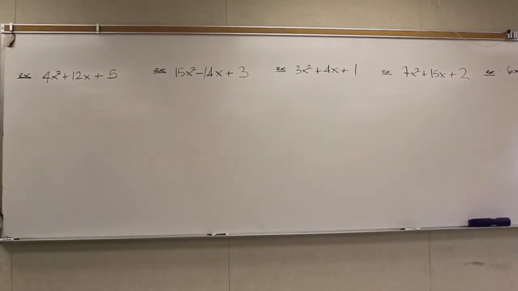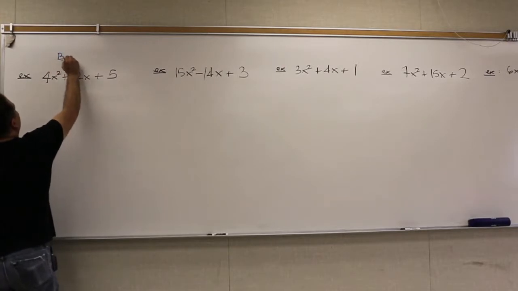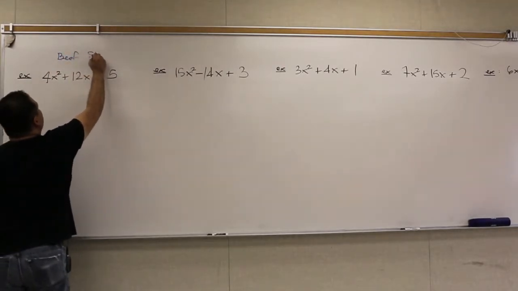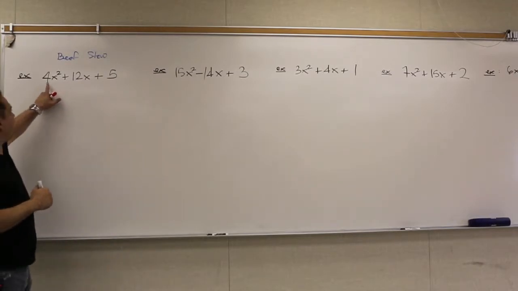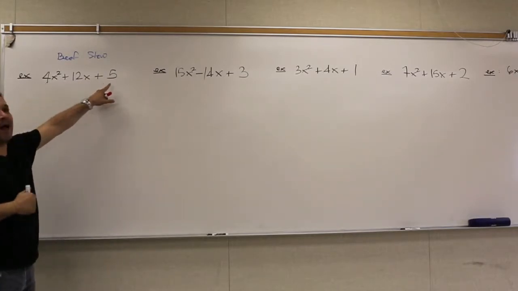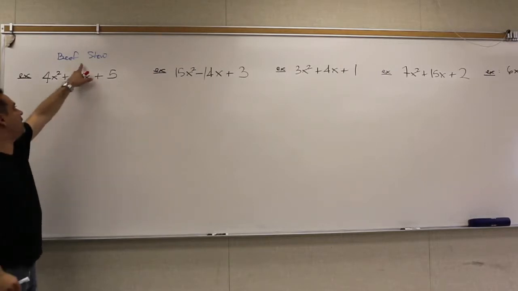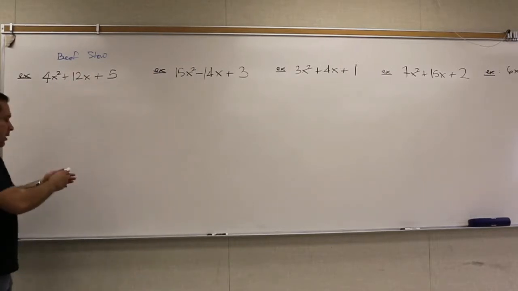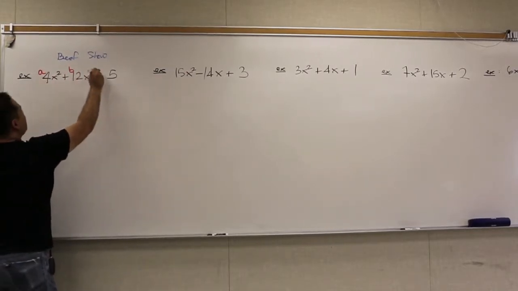So let's go over a few more of these examples. We're going to go over our four-step beef stew process. Remember, we have to use beef stew. Why do we have to use beef stew for these? If you try to factor out the greatest common factor of 4, 12, and 5, what are you going to get? It's 1. So we can't factor out a greatest common factor other than 1. In other words, we're stuck with this a being 4. Identify your values of a, b, and c.